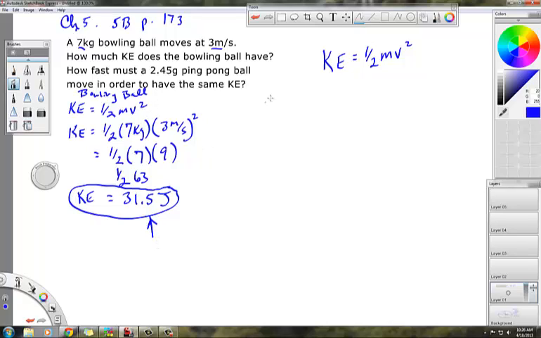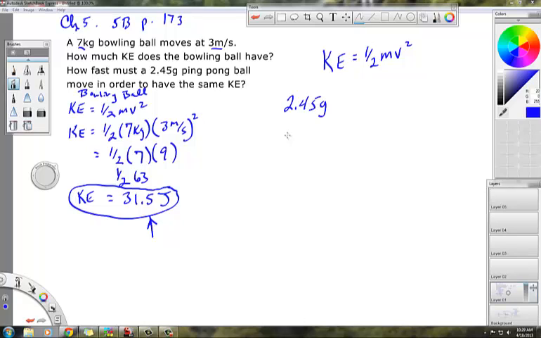Now, this question wants to know if you have a 2.45 gram ping pong ball, how fast do you have to move it to make it have that kind of energy? So you could technically take a ping pong ball and knock bowling pins over with it if you got it going at a certain speed. What we want to know is how fast that speed is. I'm going to pause the video. You try to work this out.